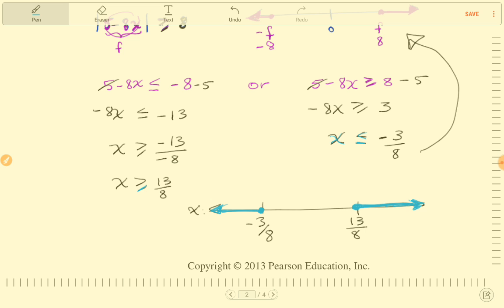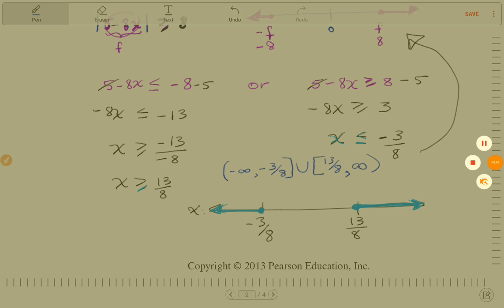And finally, I'll put this into interval notation for my final answer. So my solution set is from negative infinity to negative 3/8. I do want to include negative 3/8. Then I have a gap. So I'm going to union that first interval with the second interval, starting at 13/8 and including it, and going towards positive infinity. So that's it. That's how you answer that one. Let me stop here and start a new video.